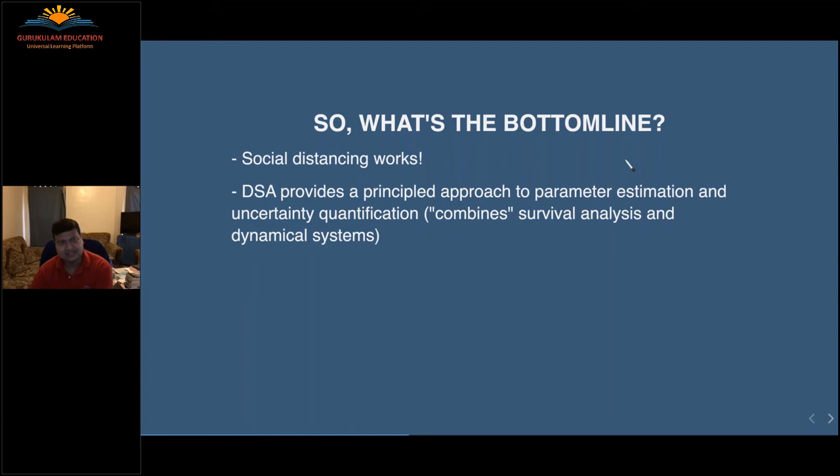In terms of science, the dynamic survival analysis provides a principled approach to parameter inference and uncertainty quantification. It in a way combines survival analysis and dynamical systems theory. This has worked in Ohio and the US and at many other places. So please have a look at the GitHub site and the paper. The paper is open access. Everything is open.